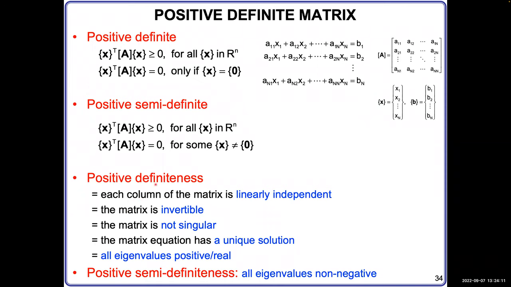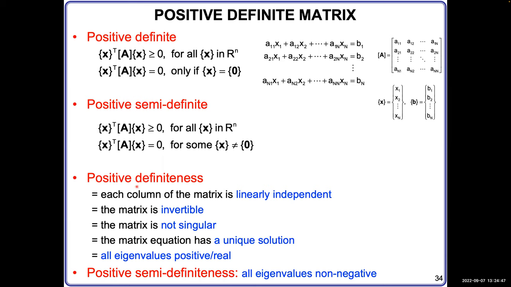And the positive definite matrix is invertible. Invertible means it can be inverted, you can take one over this matrix. Its determinant is not zero, and the matrix is not singular. If we multiply this matrix with the unknown values, they form an equation set. The equation set will give a unique solution set. For any unknown, there will be a unique solution, not multiple values, only unique.